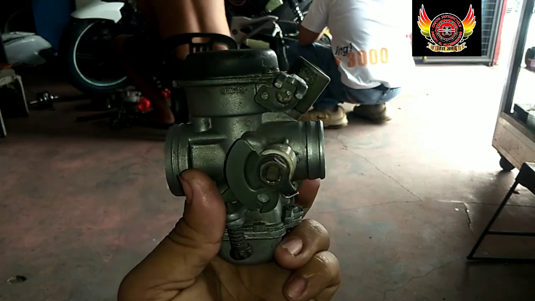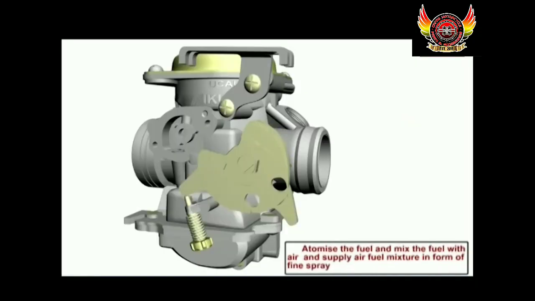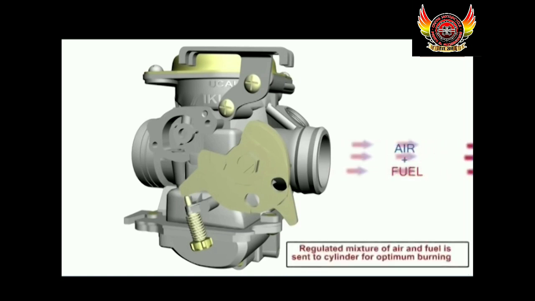One of the functions of carburetor is to atomize the fuel and mix the fuel with air and supply air-fuel mixture in form of fine spray. The regulated mixture of air and fuel is sent to the cylinder for optimum burning.